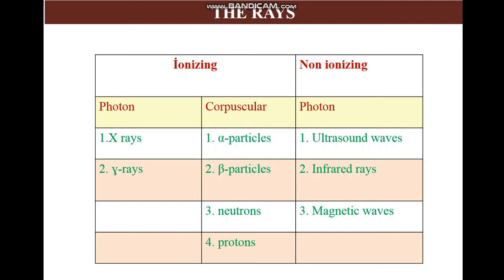Ionizing radiation is a type of energy released by atoms that travels in the form of electromagnetic waves or particles. Ionizing rays have two main types: photon rays or electromagnetic radiation, and corpuscular rays. Photon rays are X-rays and gamma rays. Corpuscular rays are alpha and beta particles, neutrons and protons.